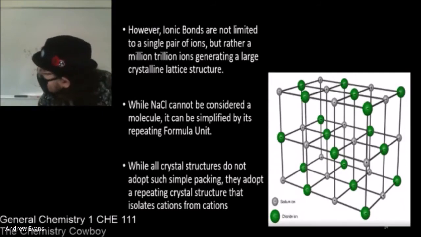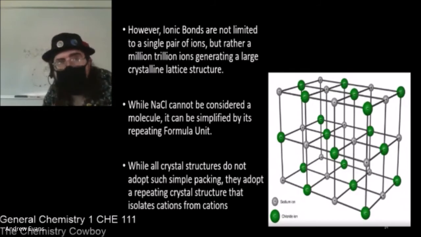But one of the things we have to deal with is that these are not just a single pair. We may write them out as a single pair, but they are not a single pair. They're rather a million trillion ions generating a large crystalline lattice structure. We describe this as a single pair because we're describing the formula unit, essentially the empirical formula of this structure. If we tried to name the whole thing, we'd be here forever. Is this like Na 5 million, Cl 5 million? I don't know.